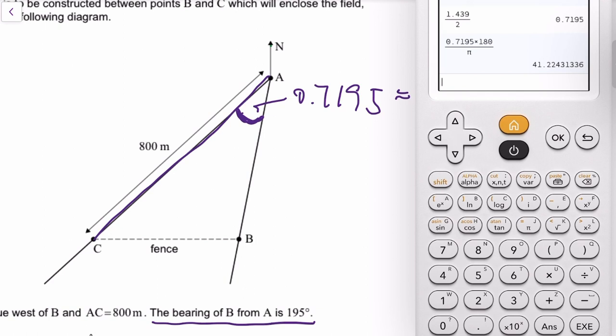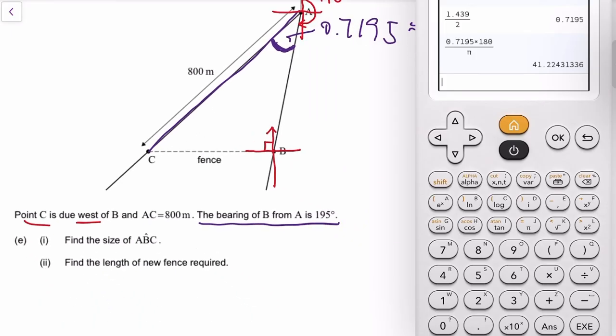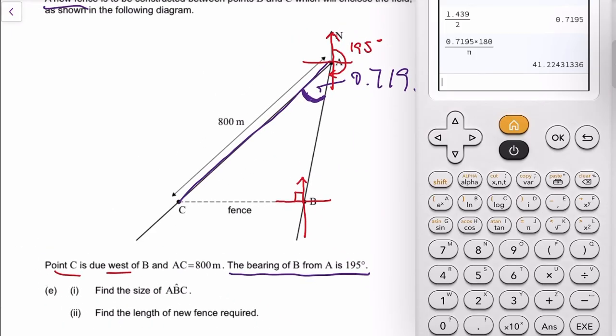The bearing of B from A is 195. That means if you put a cross at A, you go from the north clockwise 195. And that would go to B. Also, C is east of B. That means if you put a cross at B, this would be exactly 90 because C is on the east of B. Our goal is to find angle ABC. Okay, so it's probably this little bit plus 90.